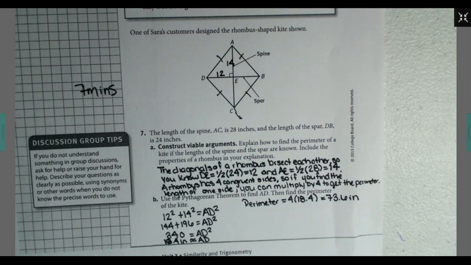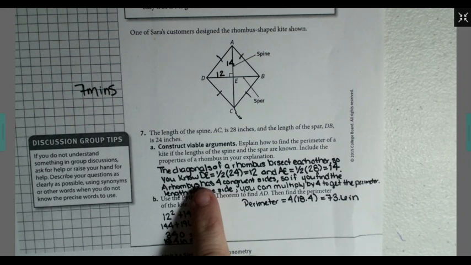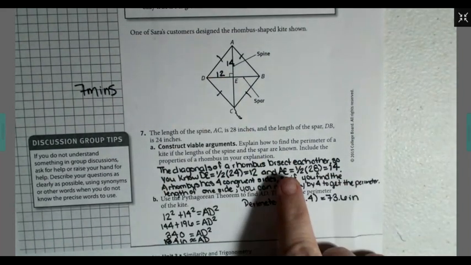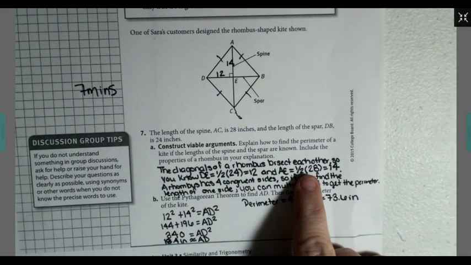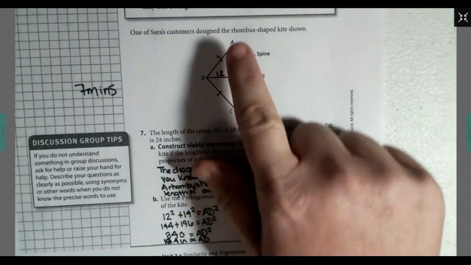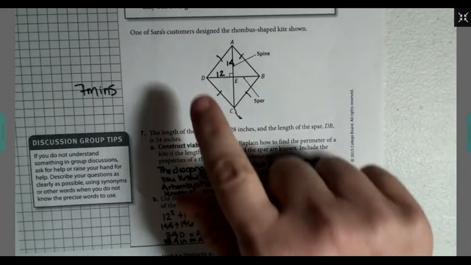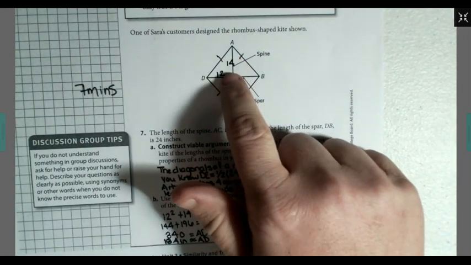Now, Part B asked us to use the Pythagorean theorem. In my paragraph explanation here, I said DE was equal to 1/2 of the full length, so it equaled 12. I said AE equaled 1/2 of AC, which was 28, so that equals 14. So I marked those accordingly here.